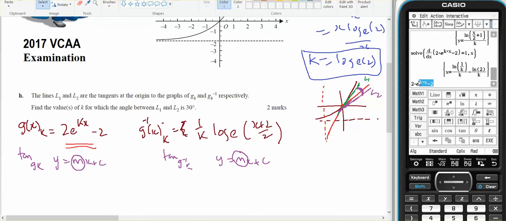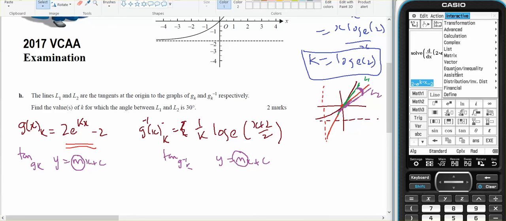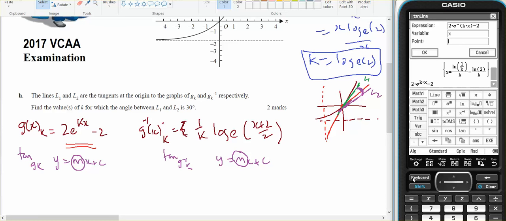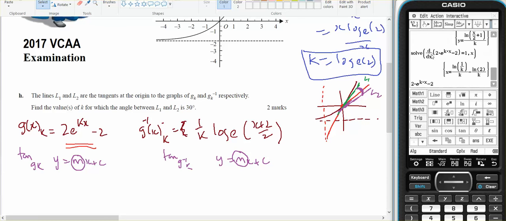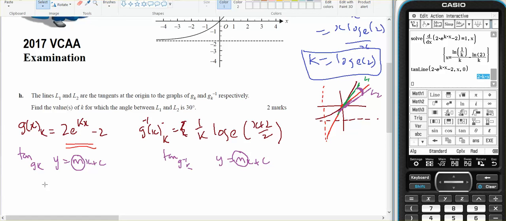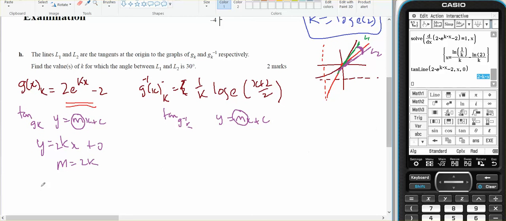Okay. So here is g. If I go to the calculation line, tan line at x equals 0, that gives me the rule, which is y equals 2kx plus nothing, of course. So therefore the gradient equals 2k. Therefore the angle is the inverse tan of 2k.